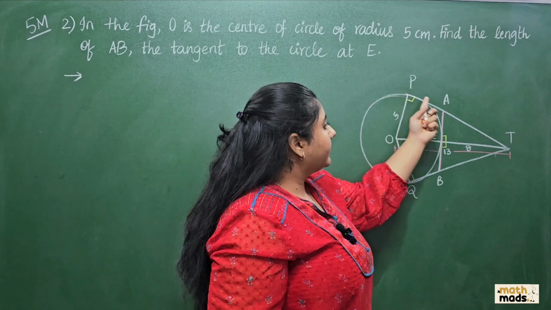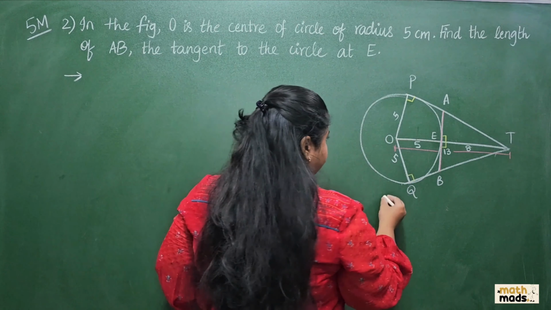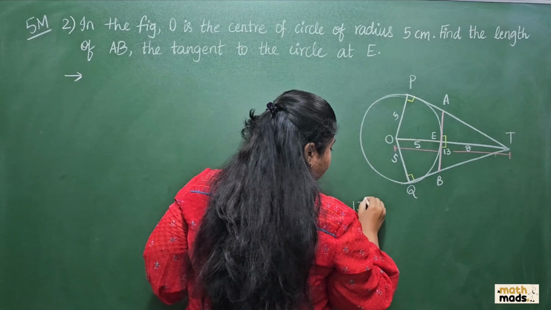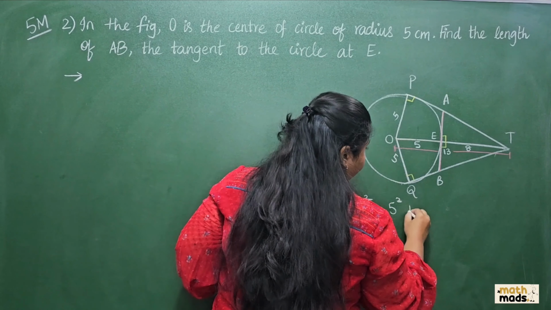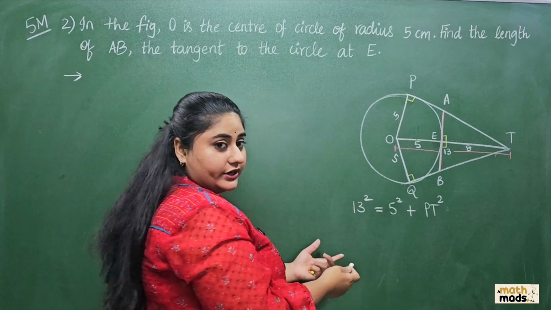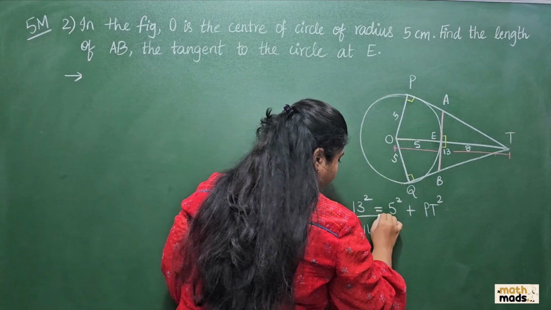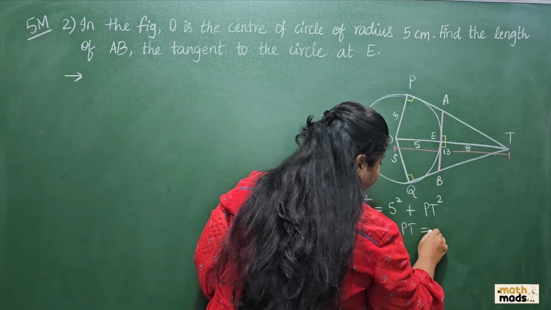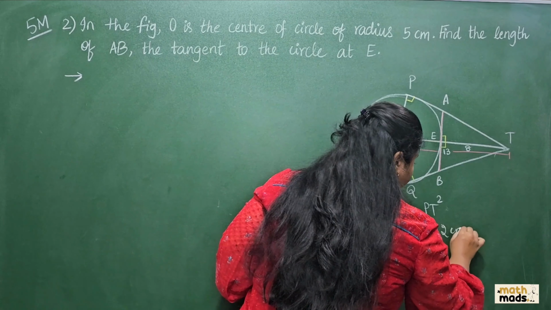So if I take the bigger right angle triangle, that is OPT, and apply Pythagoras theorem, what will I get? 13 square, which is the hypotenuse, is equal to 5 square plus PT square. So this will be equal to 169 minus 25, which is 144, is equal to PT square. So PT will be root 144, which is 12 centimeter.